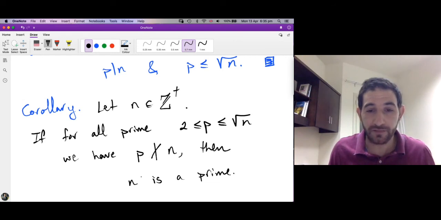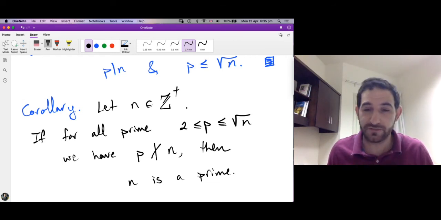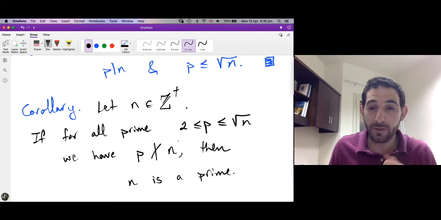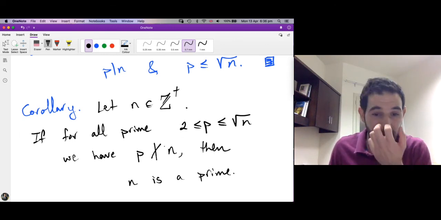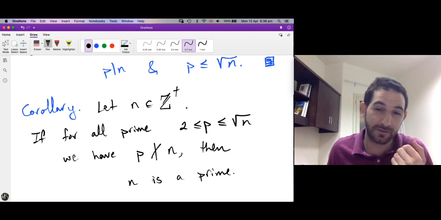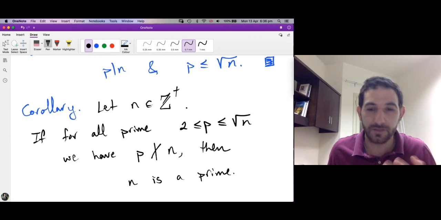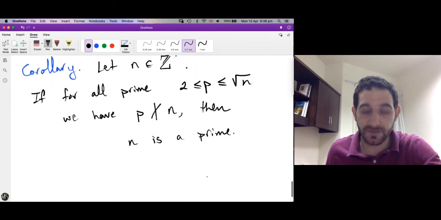So we proved that if n is not prime, which means if it's composite, then one of the divisors will be prime and less than or equal to square root of n. So the contrapositive says if no prime between 2 and square root of n divides n, then it must be not composite, which is prime. Okay, so let's use this corollary.